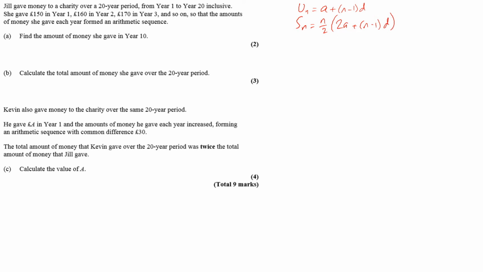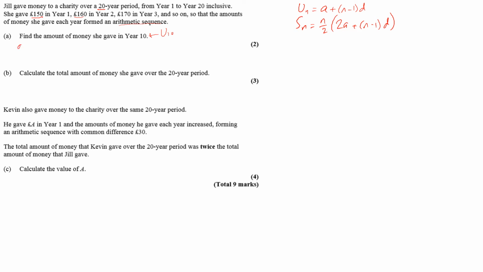Okay, so reading our question, we've got Jill gives money to a charity over a 20-year period from years 1 to 20 inclusive. She gives £150 in year 1, £160 in year 2, etc. So this forms an arithmetic sequence. We want to find the amount of money she gave in year 10. So the amount of money, not the sum of money, means U10 is what we need to find, which means we're going to use our first formula.